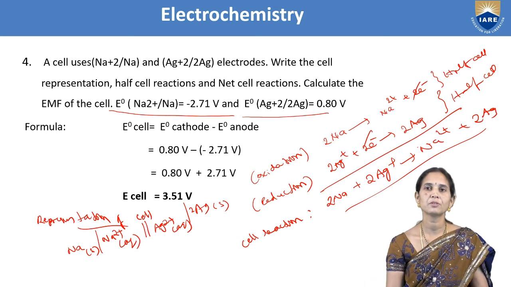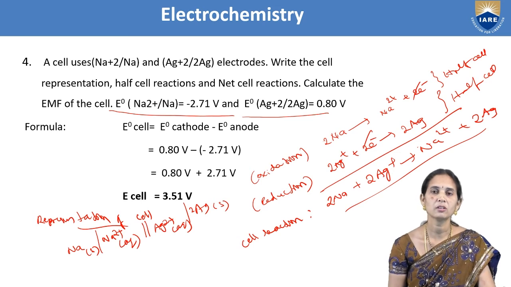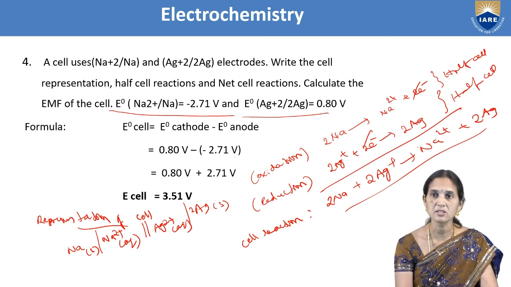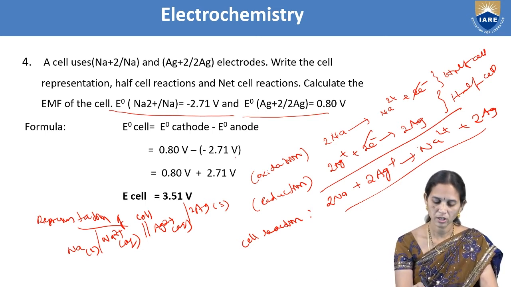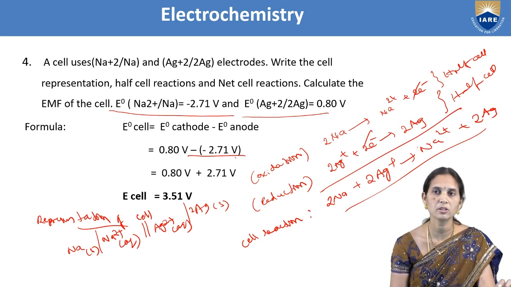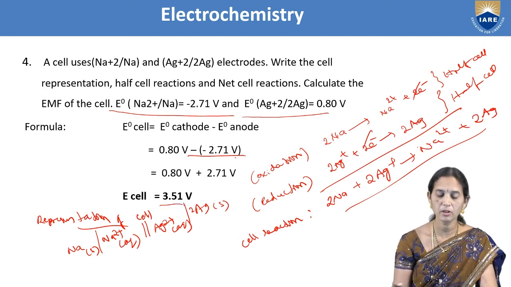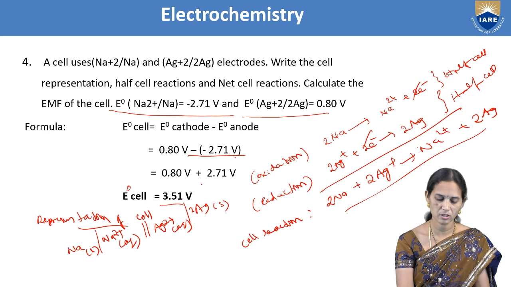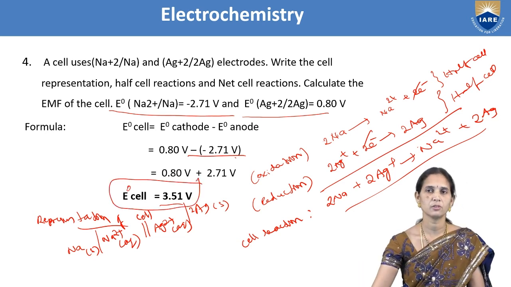Now we will calculate the EMF of the cell. E naught cell is equal to E naught cathode minus E naught anode. So E naught cathode, that is the silver electrode potential, is 0.80 volt, minus E naught anode, which is minus 0.71 volt. We got 0.80 volt plus 0.71 volt. So the answer we got is 3.51 volt. So E naught cell for this problem is 3.51 volt.